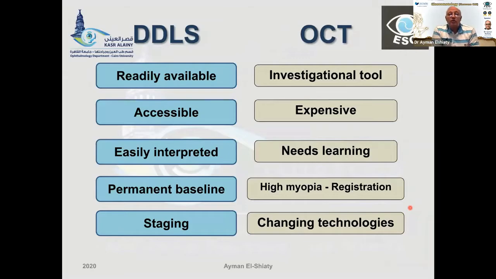It's with extra cost. It needs training of the personnel. It has limitations in high myopia and there is debate about registration of the edges of the optic disc. And the big obstacle here is the rapidly changing technologies in the OCT, with rapidly changing software. They are improving, and every software is giving better and better parameters and comparisons. But still, glaucoma is a chronic disease with a very long duration, and we need to compare results with the same tools, with the same software. And this is still not available in the OCT.